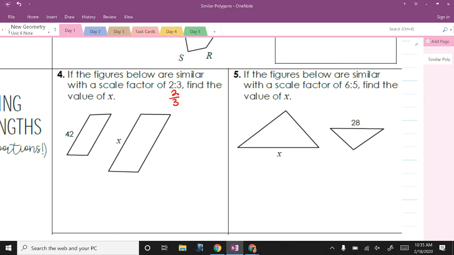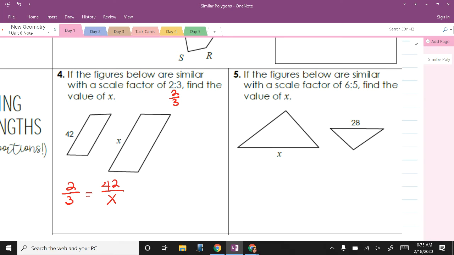So you're going to set 2/3 equal to 42 over x. That's how you're going to set up your proportion. You're going to use your scale factor. It's always easiest if they tell you a scale factor. They're not always going to do that. All right? Use your scale factor and set it equal to your corresponding sides.